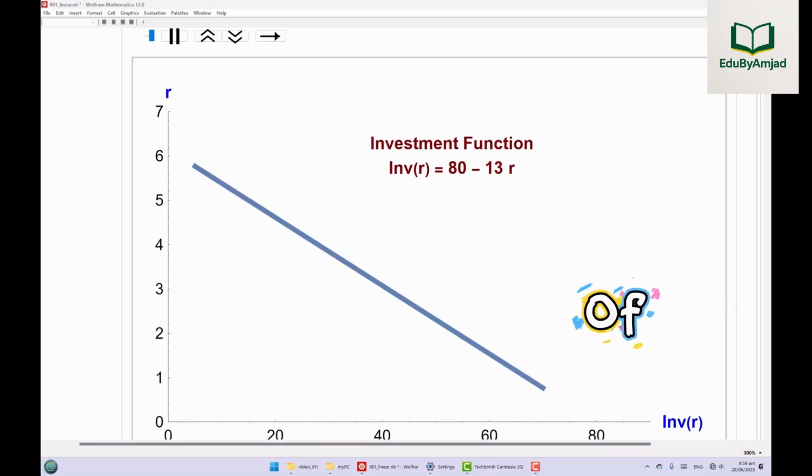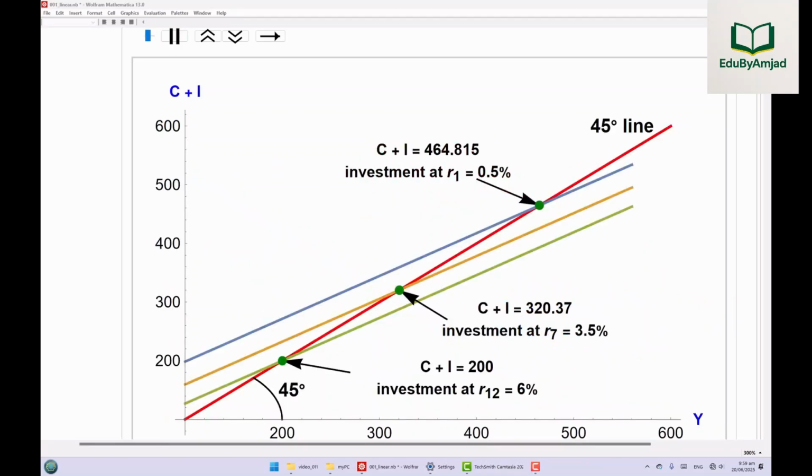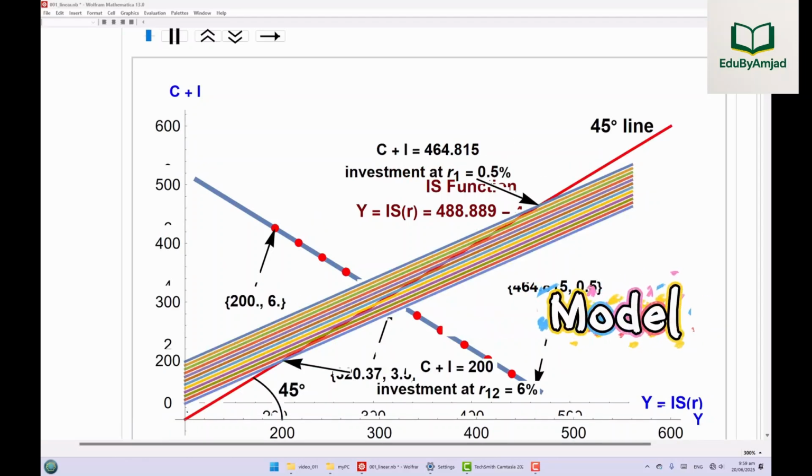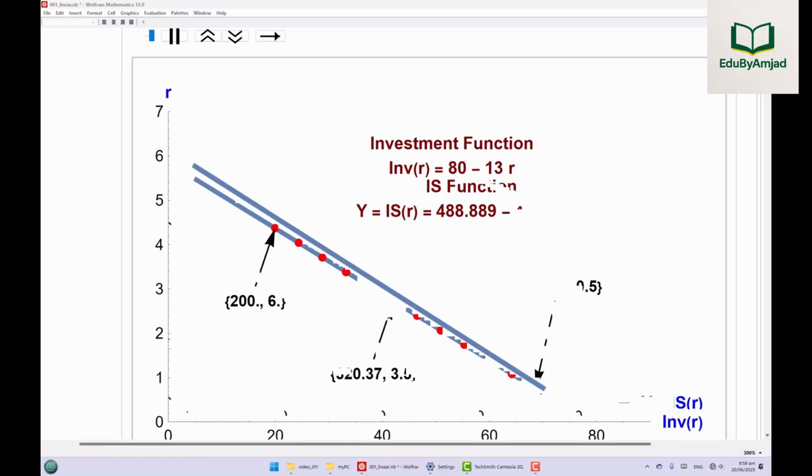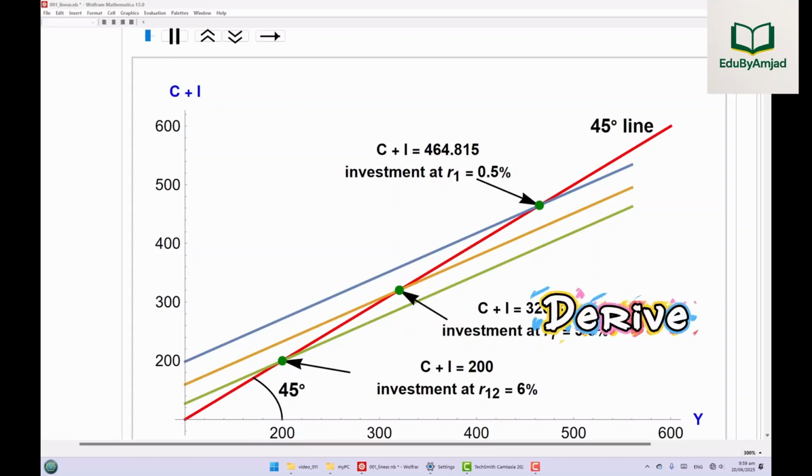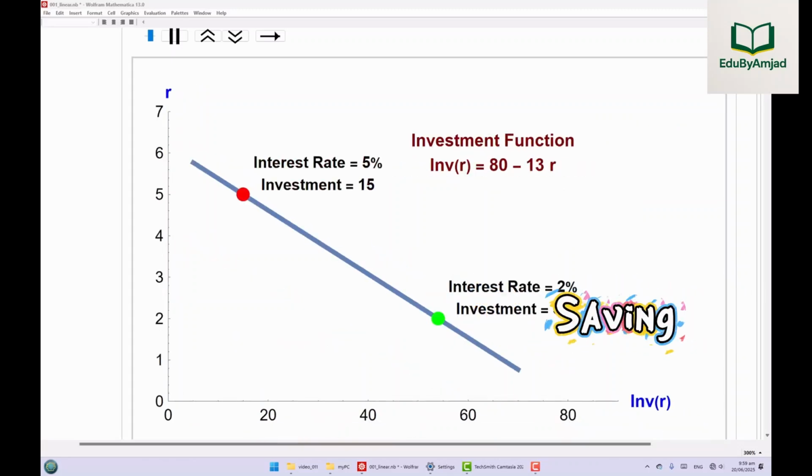Here is the animation of graphs we'll discuss. We'll discuss the IS-LM model in multiple videos. In this video, we'll derive the IS function from investment and saving functions.